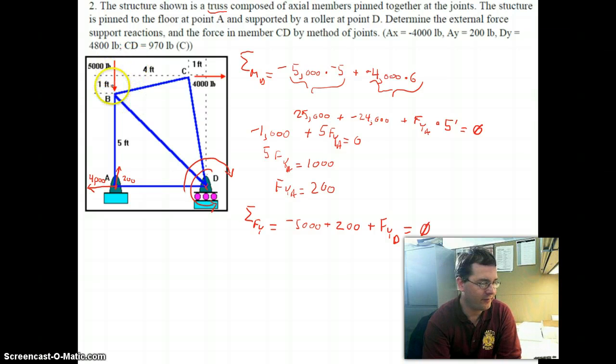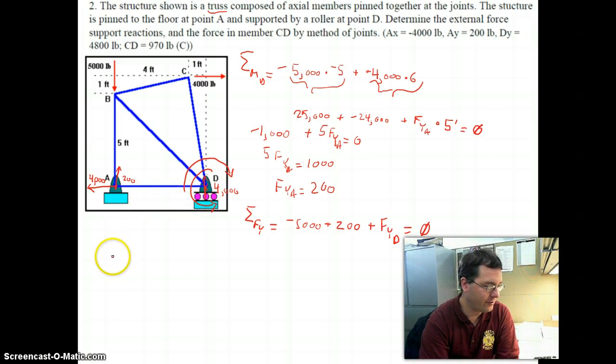If I have a 5,000 pound downward force here, straight down onto point A, and point A is only pushing back with 200 pounds force, that means that point D has got to be providing the remaining 4,800 pounds force, which is maybe a little bit counterintuitive, but what allows for this is the fact that we've developed this large moment about point D. So we've got our reactions at point A and point D.